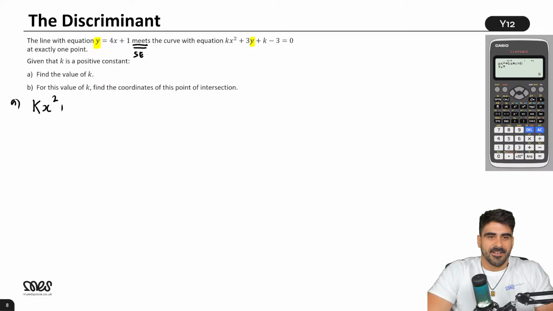kx squared plus 3. y now is 4x plus 1, plus k minus 3 is 0.